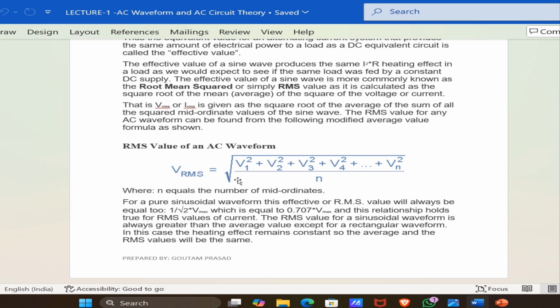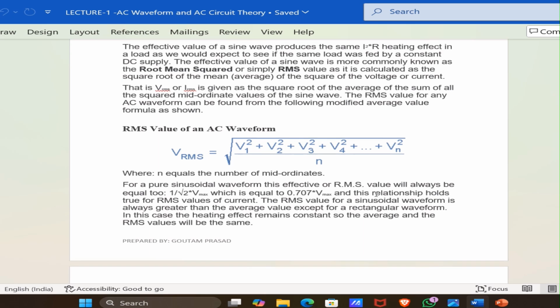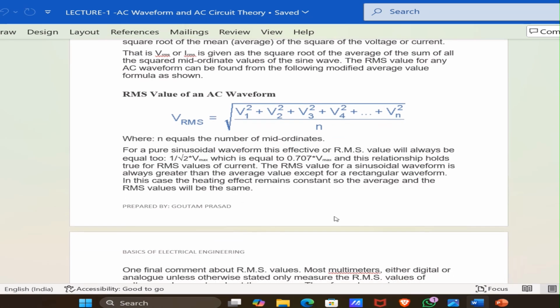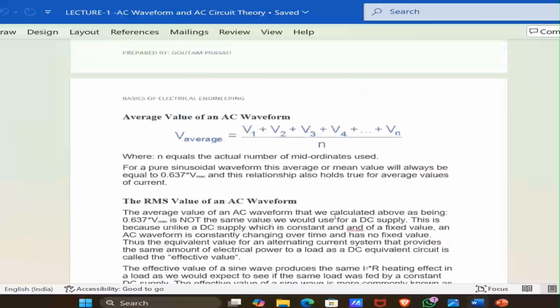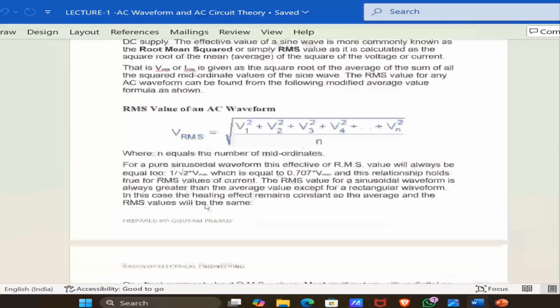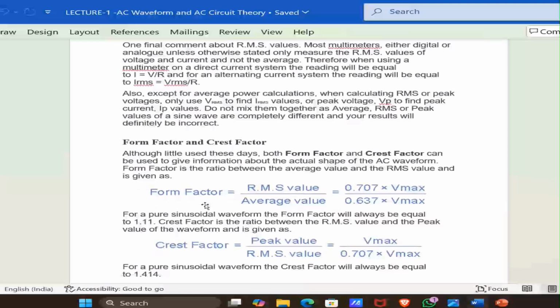Root mean square: root, mean divided by n, squared, each value of the voltage at different times. So this is how we calculate. In the case of a sine wave, it is 0.707, that is 70% of the maximum amplitude of the AC wave. And the average value is 63.7% of the maximum value. So these are the typical values in the case of a sine wave.